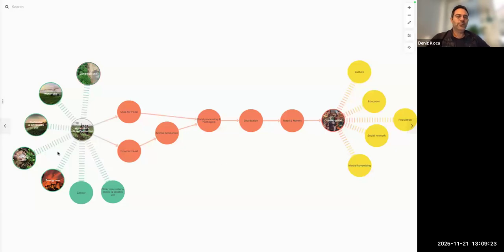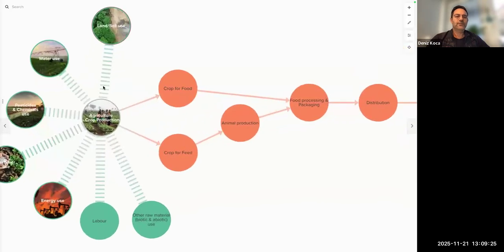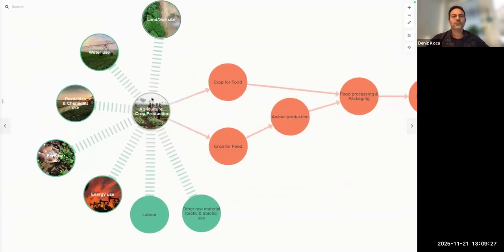Let's come back to the primary production part. So we need resources. The land, water, chemicals, pesticides, fertilizers, energy, labor, and any biotic or abiotic resources that you need to get the agricultural system up and running.